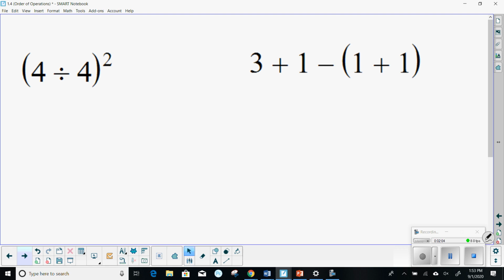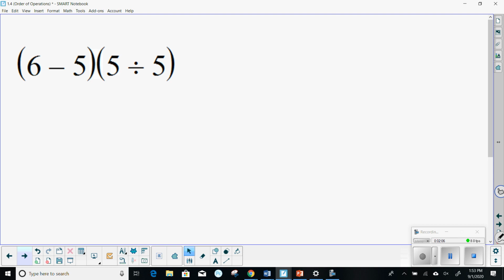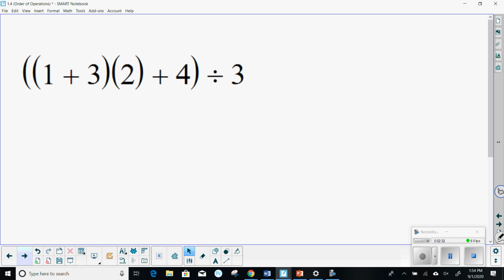Let's skip past those two. We'll try this one right here. In this case, we have 2 sets of parentheses. When this happens, you need to do the inside of both of them before you move on. So we can really do both at the same time. I'm going to start with this one. 6 minus 5 is 1. 5 divided by 5 is 1. Remember, if you have parentheses next to each other, it just means we're going to multiply them. So 1 times 1, there's our answer.